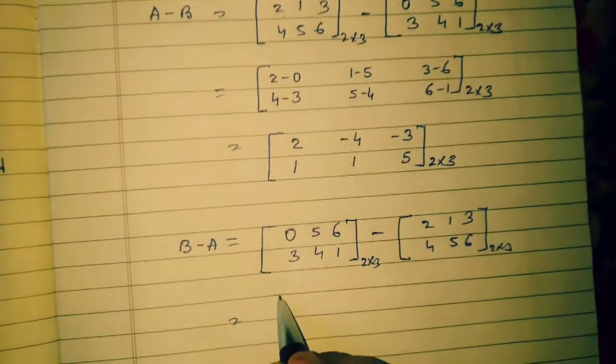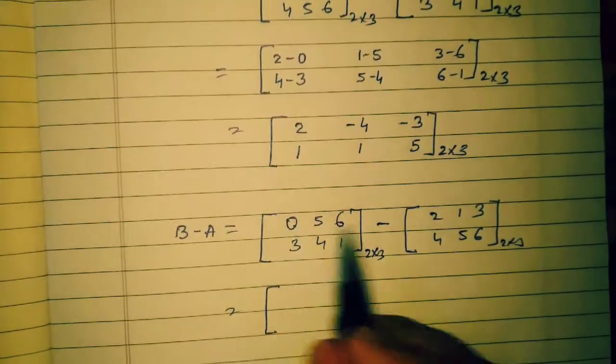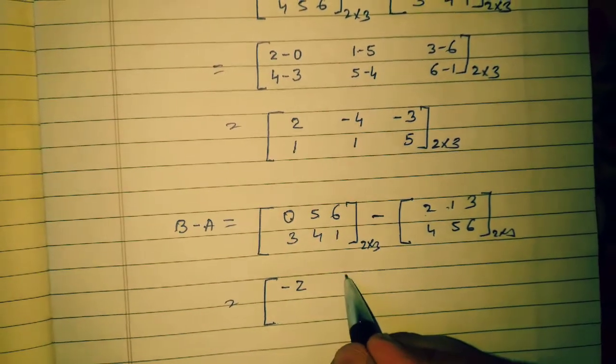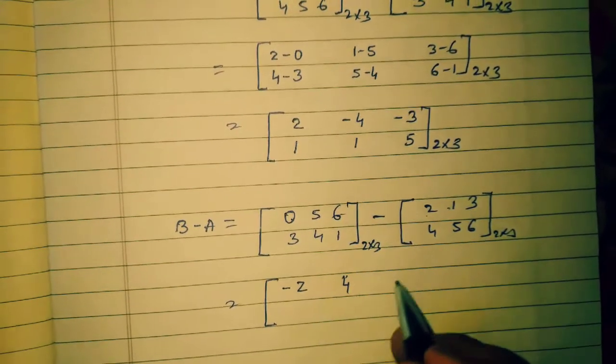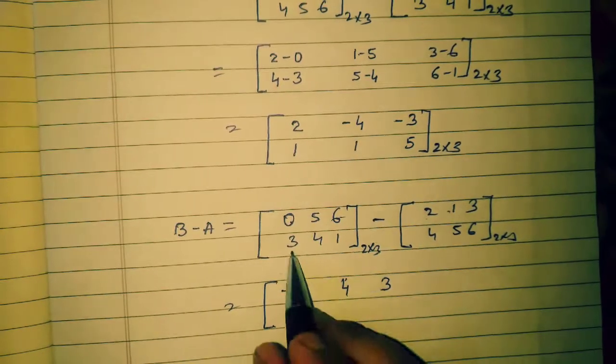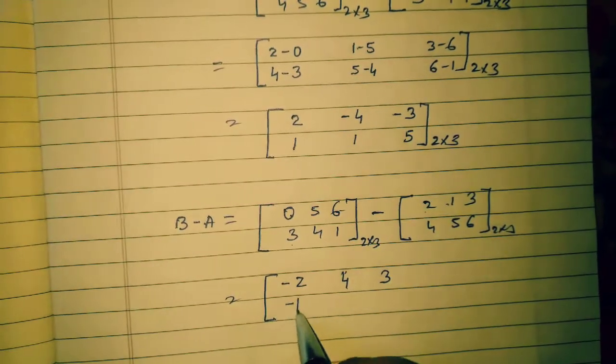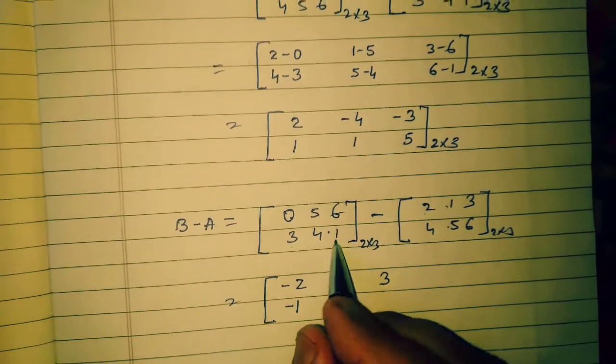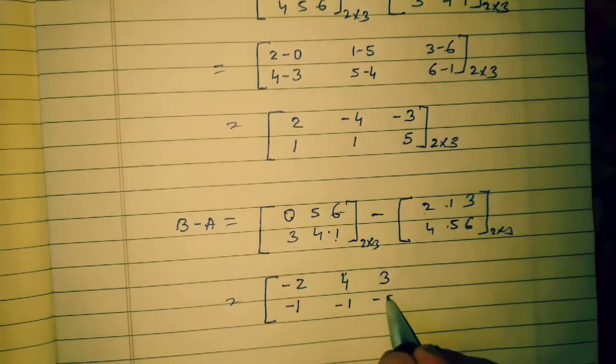Now if we subtract here, we get 0 minus 2, that value is minus 2. 5 minus 1, the value is 4. 6 minus 3, the value is 3. 3 minus 4, the value is minus 1. 4 minus 5, the value is minus 1. And 1 minus 6, the value is minus 5.